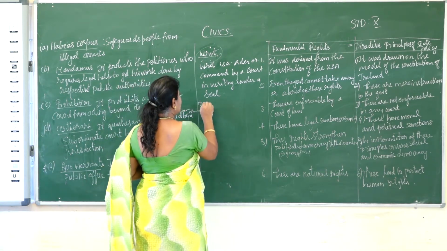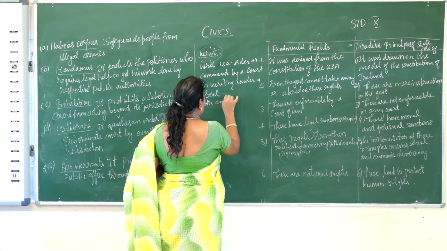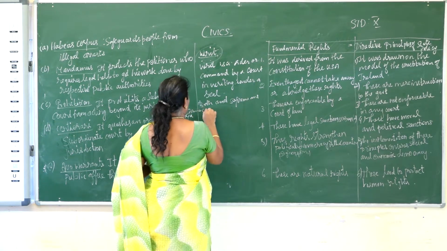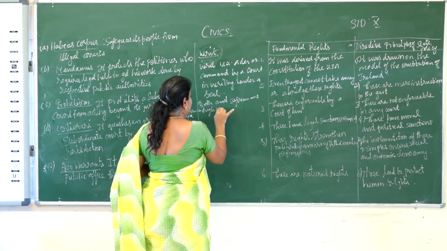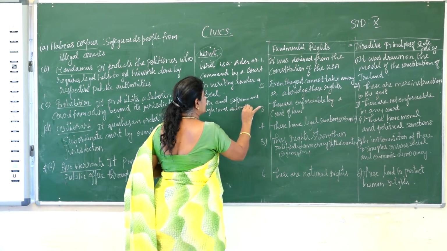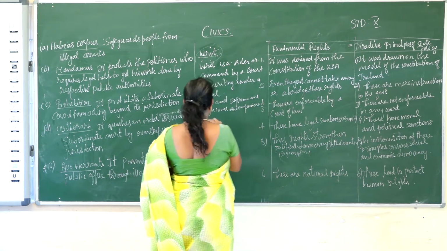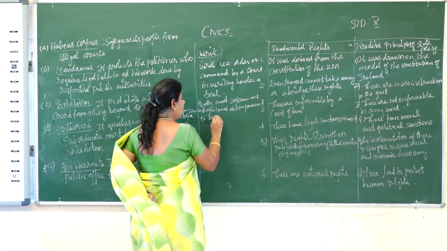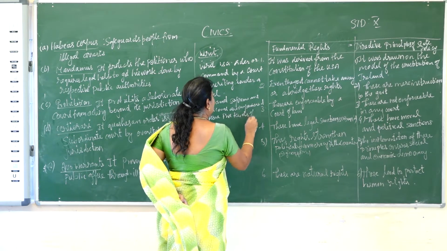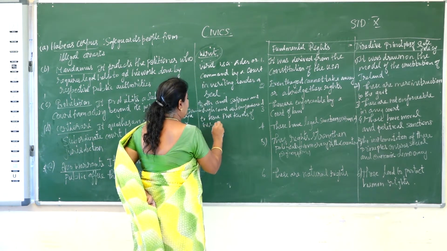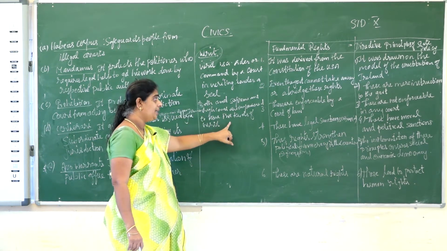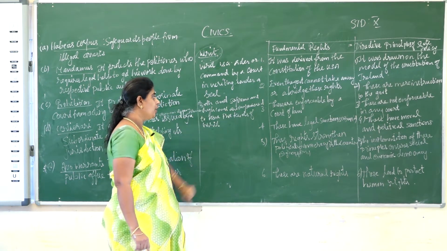So, both the Supreme Court and the High Court are empowered. They have been given the power to issue 5 kinds of writs.